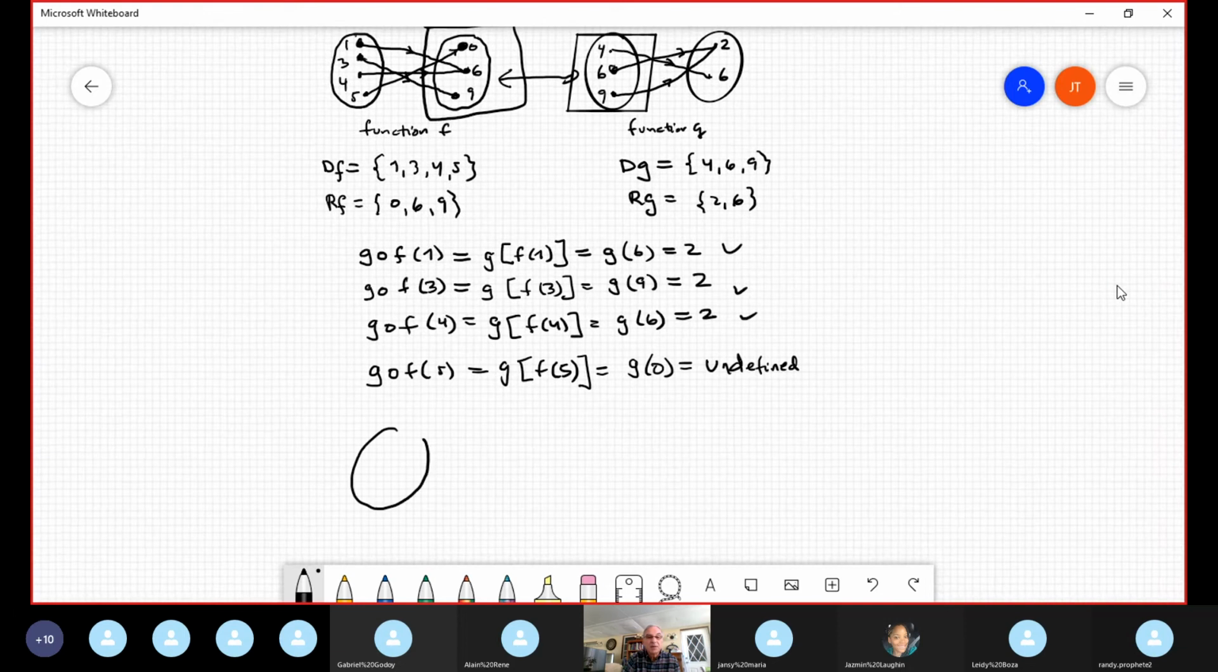Let me try to do a sketch to understand this. We have here an intersection. You put together this and this, so we are now forming the intersection. The common values between the range of f and the domain of g are 6 and 9.